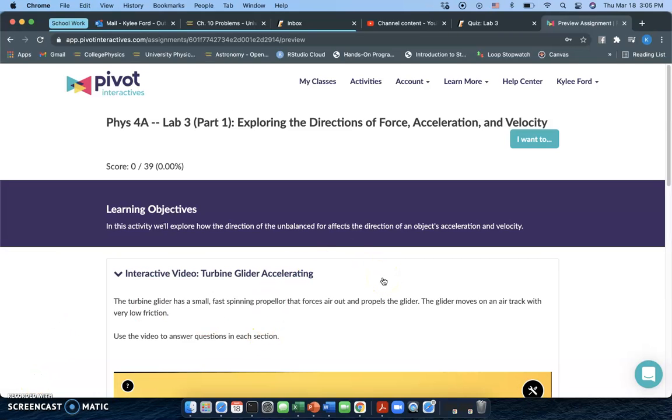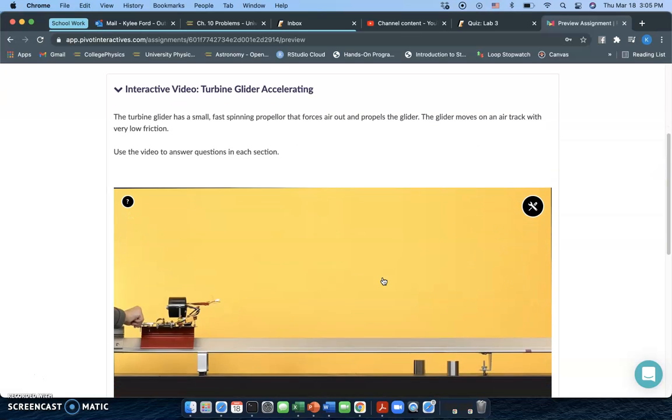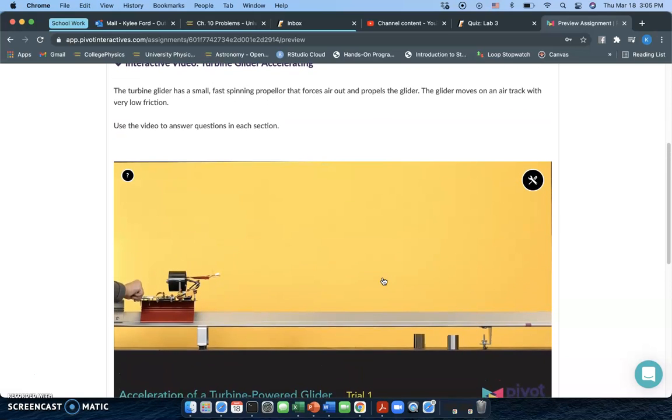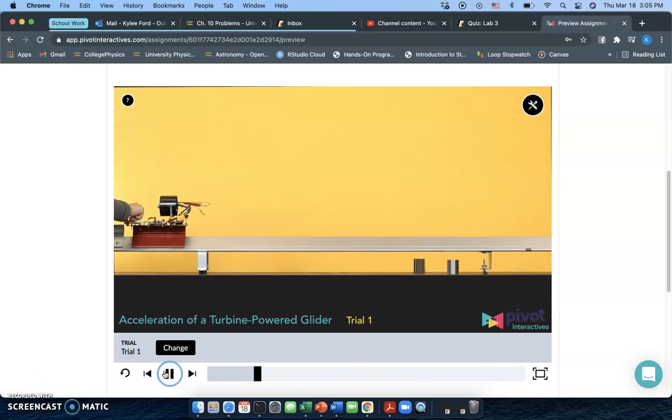Hi everyone, we are going to go ahead and talk about Lab 3. Lab 3 has three different parts to it. We're looking at part 1 first, and we're going to be exploring directions of force, acceleration, and velocity. So in this first portion, you are looking at a turbine glider, and let me go ahead and press play.